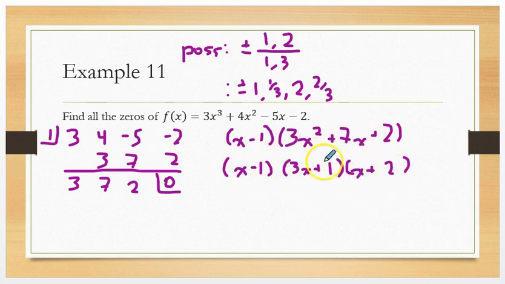So these are my 3 factors, which means my solutions: the solution here is 1, the solution here is -1/3, and the solution here is -2. So you're just going to list those out. I have -2, -1/3, and +1.